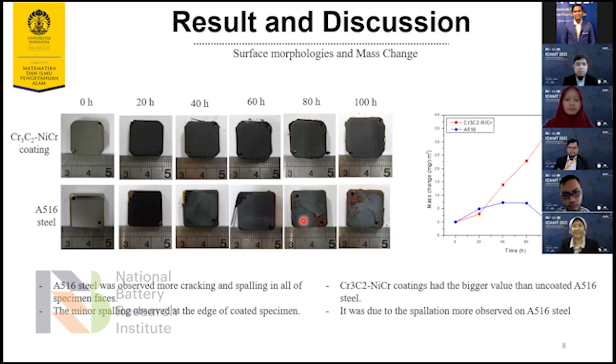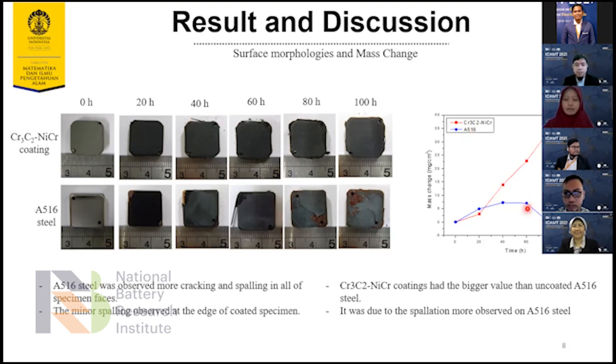The chromium carbide nickel chromium coating deposited by flame spray process on low carbon steel behaves more protectively than uncoated steel. Minor spalling was observed at the edge of the coated specimen.